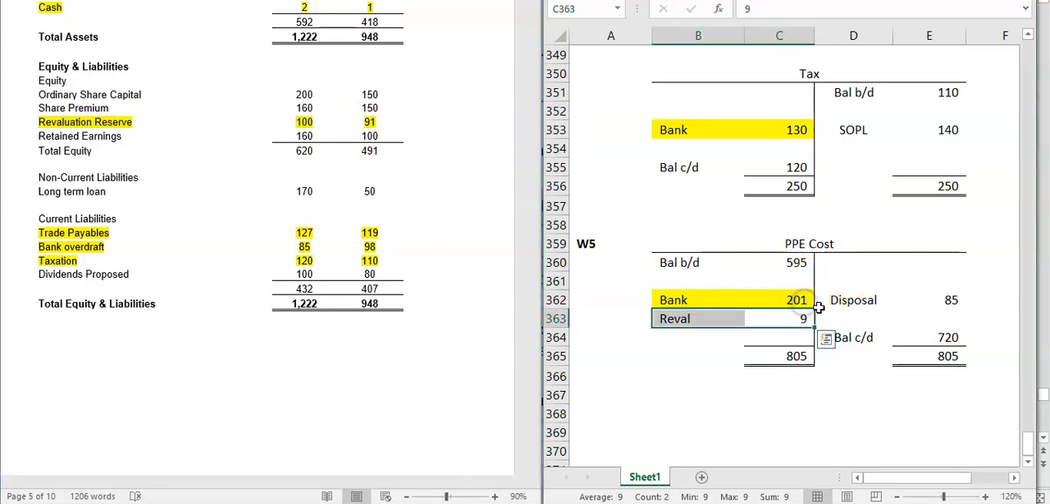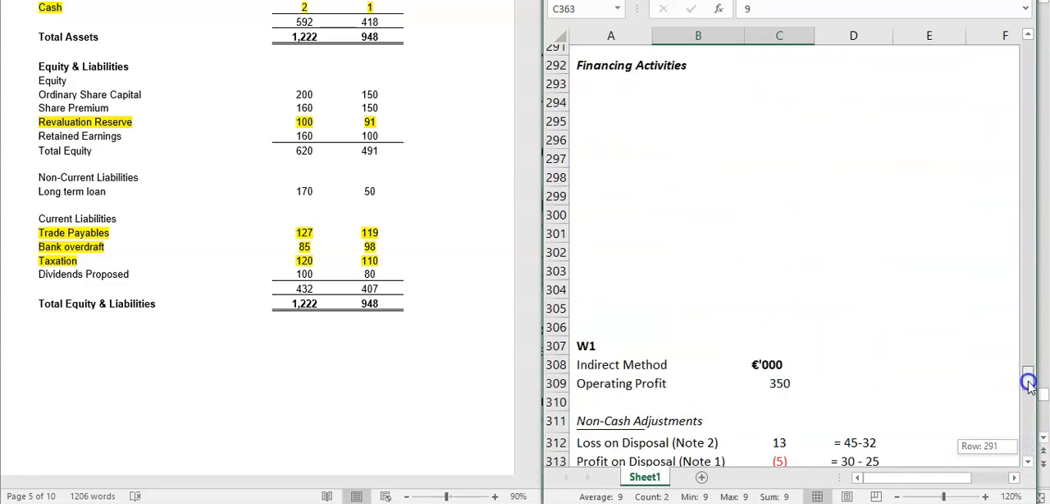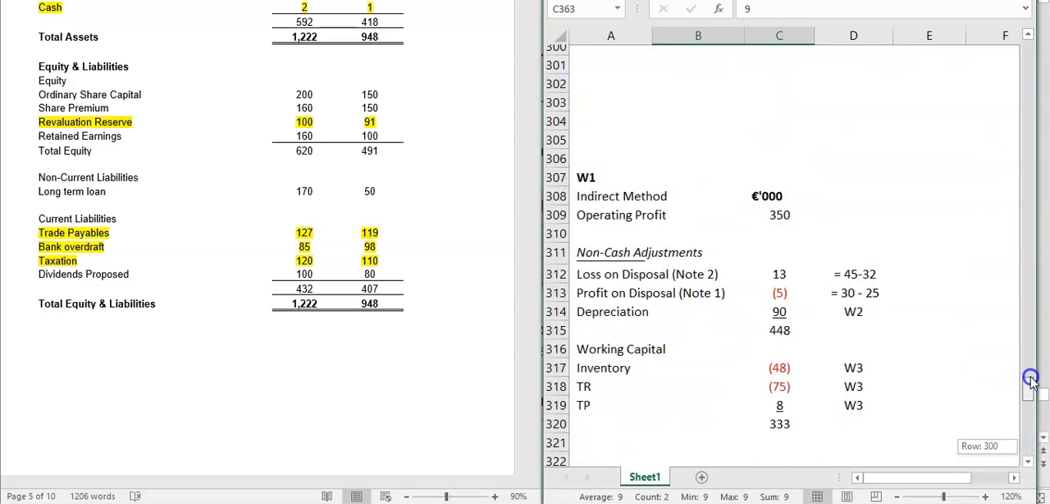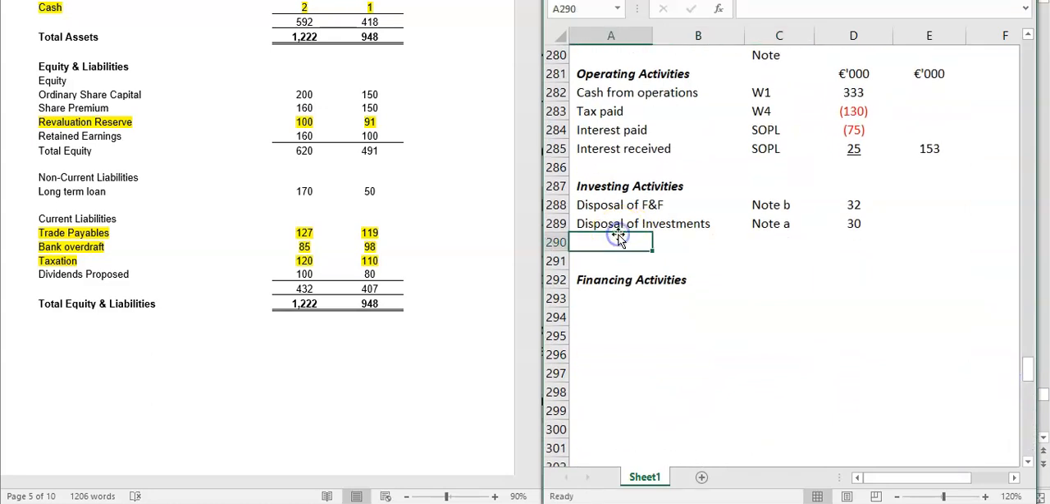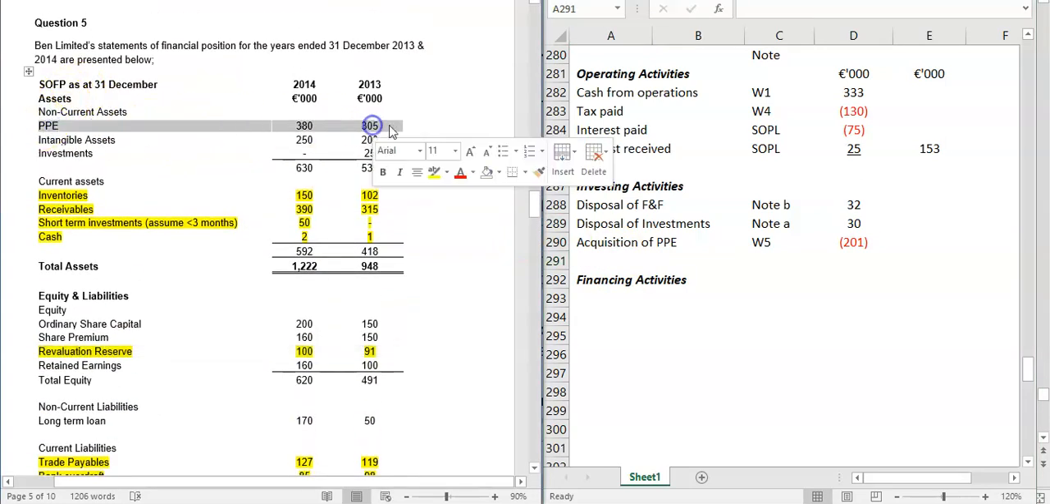So the bank there is 201. That is debit PP, credit bank. And we come back up there. That is working 5. Acquisition of PPE, working 5 minus 201. So put it as an outflow like that. And we've that ticked off then. PP is explained.